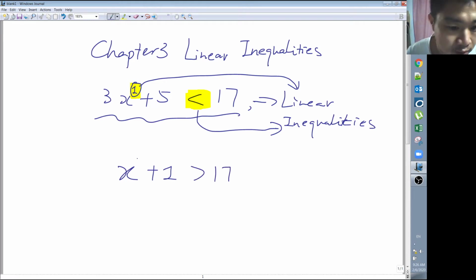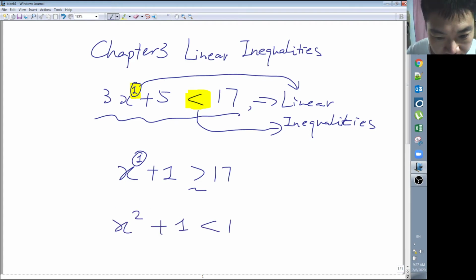You have other examples like this. The highest power of the inequality is 1, and this is an unequal sign. Next: over here you can see the highest power is 2, right? And this is an unequal sign. Therefore this is not a linear inequality, because the highest power of this inequality is 2.